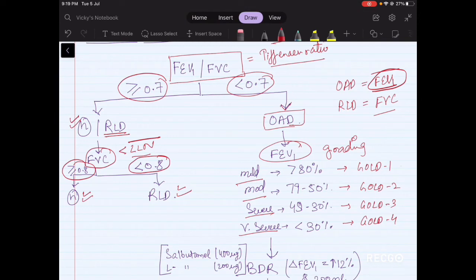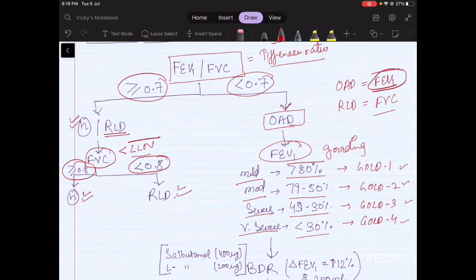While here GOLD 1, GOLD 2, GOLD 3 and GOLD 4, they are actually severity of the disease. If FEV1 is more than 80% of the predicted, then it is mild. If 79 to 50%, moderate. 49 to 30%, it is severe, and if it is less than 30%, then it is very severe obstruction, right?